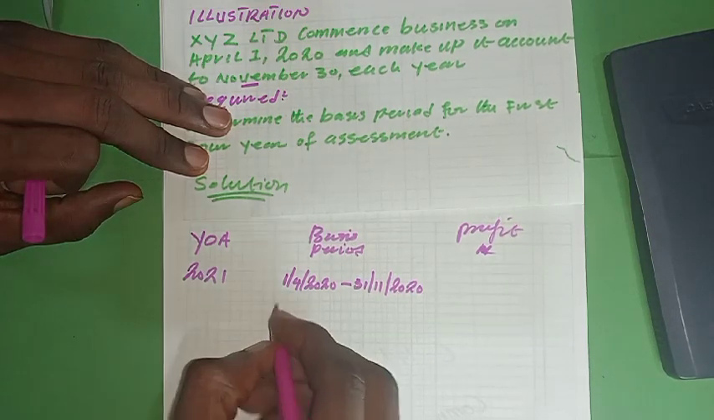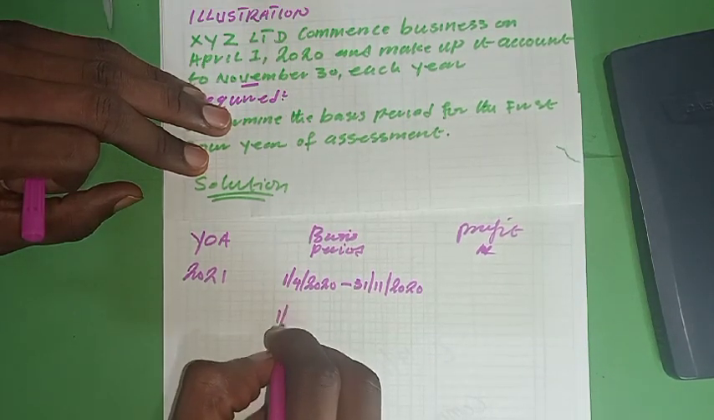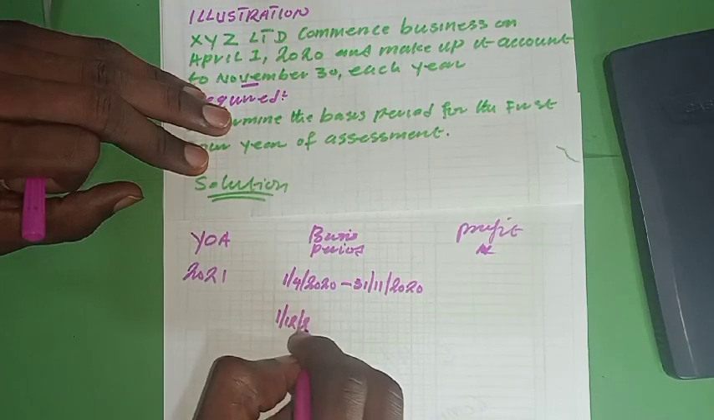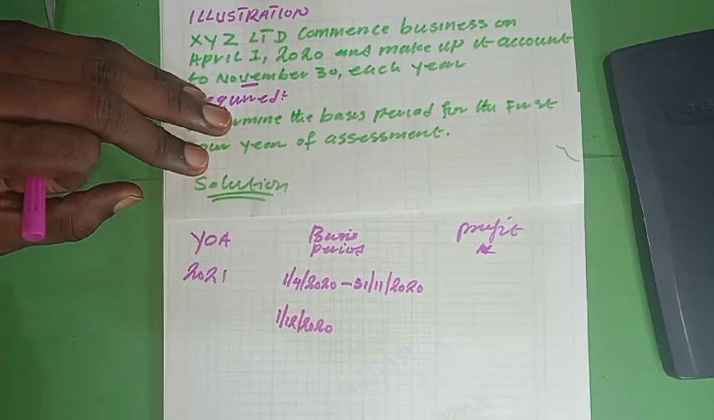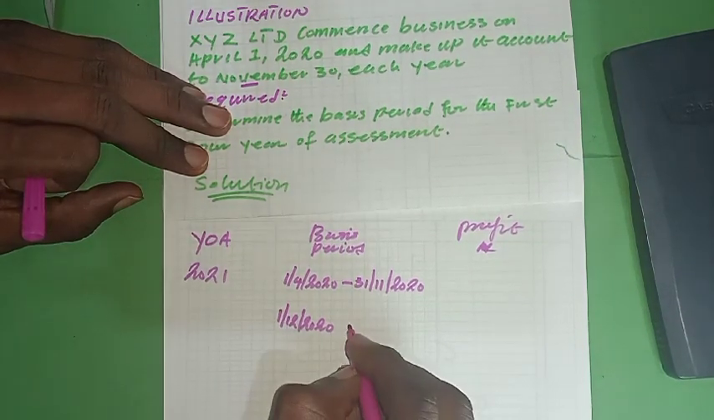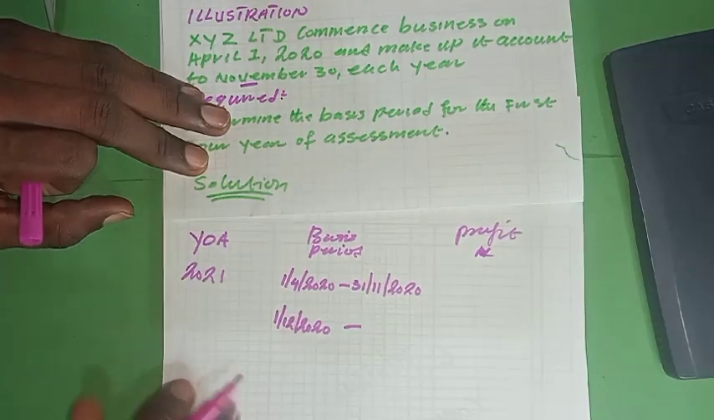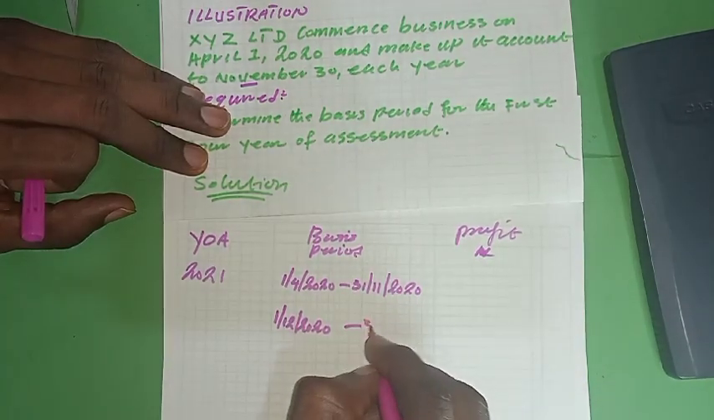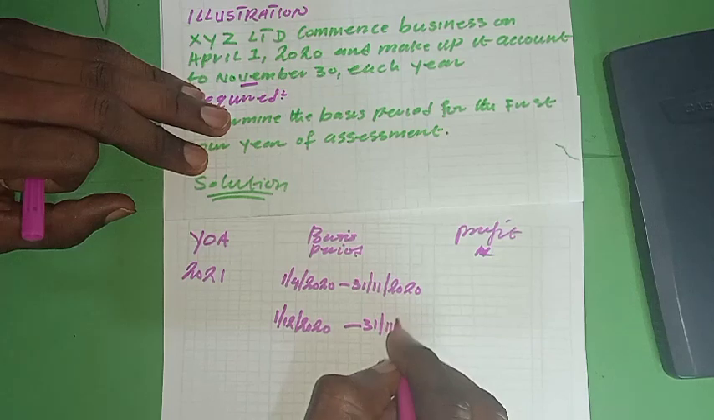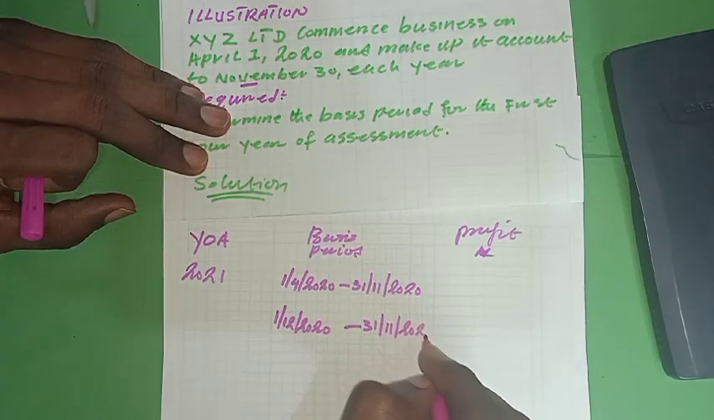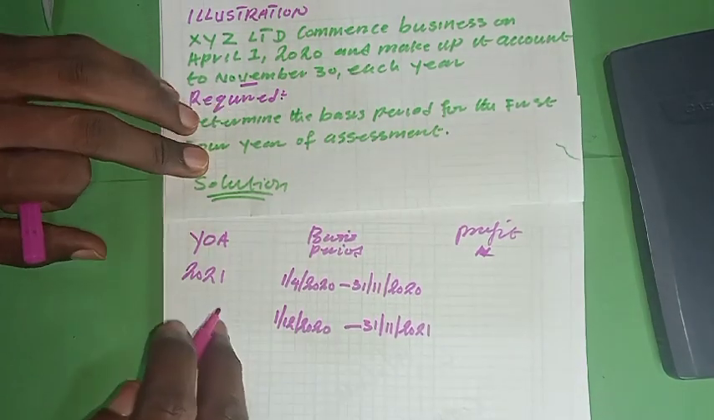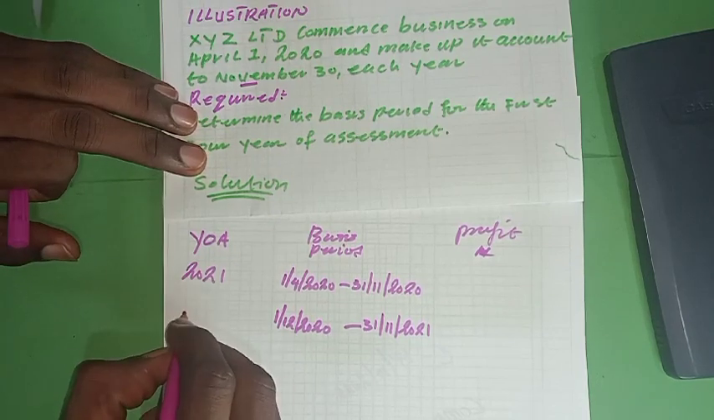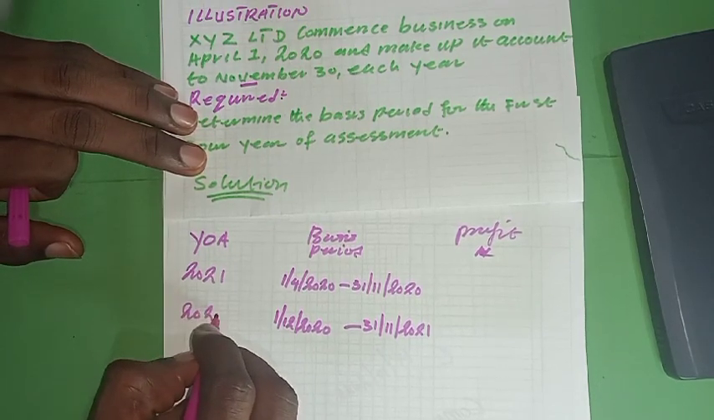1st December 2020. Then you come here and put 1st December 2020 to what? When are they making up the account? 31st November 2021. So the basis period, the year of assessment here will now be 2022.